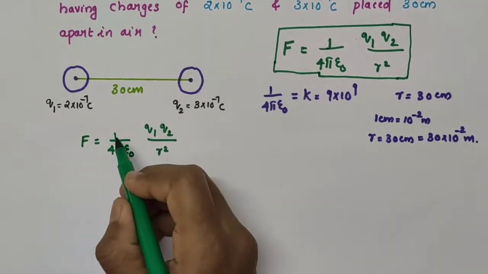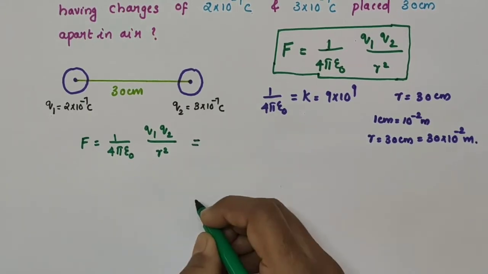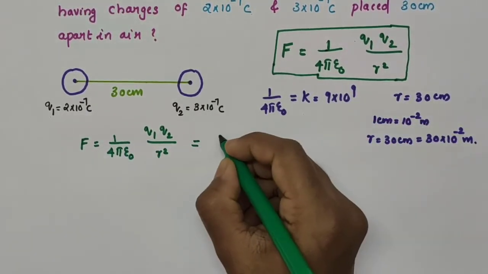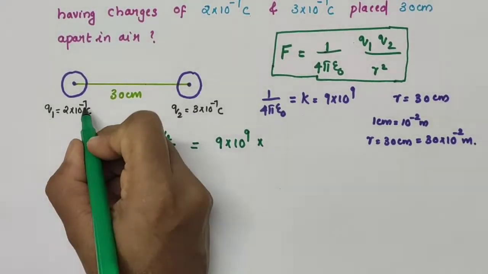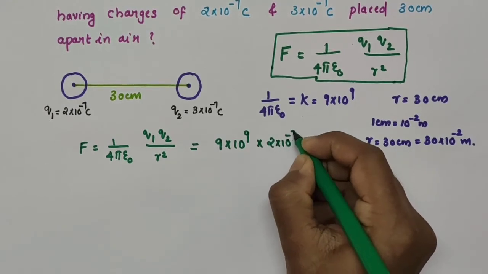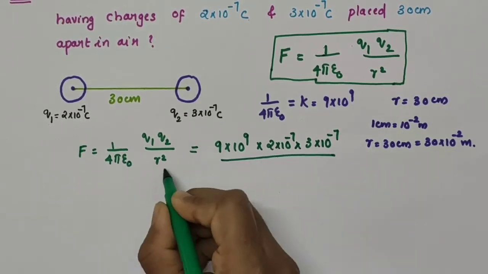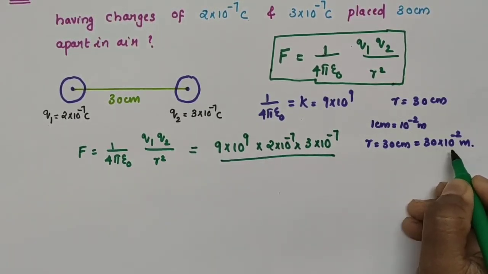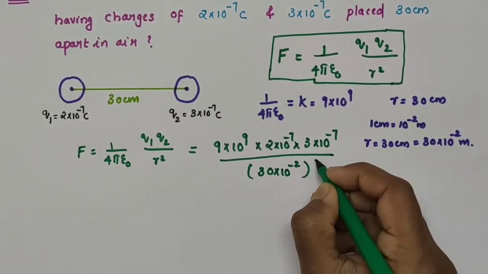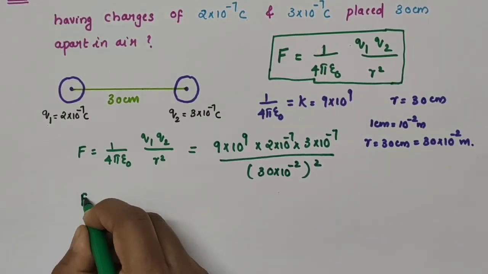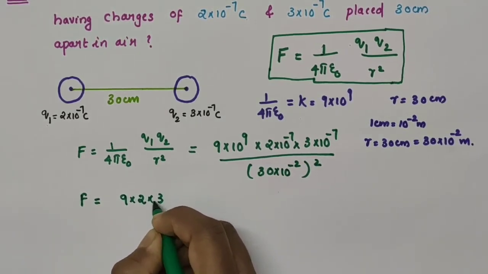So, here we have F equal to 1 by 4 pi epsilon 0 Q1 Q2 divided by R square. When we substitute the values, 1 by 4 pi epsilon 0 is 9 into 10 raised to 9, into Q1, which is 2 into 10 raised to minus 7, into Q2, which is 3 into 10 raised to minus 7, divided by R square. R is 30 into 10 raised to minus 2 meter, so R square is 30 into 10 raised to minus 2 the whole square. Okay. So, F equal to, see here we have 9 into 2 into 3. I am writing them together, 9 into 2 into 3.